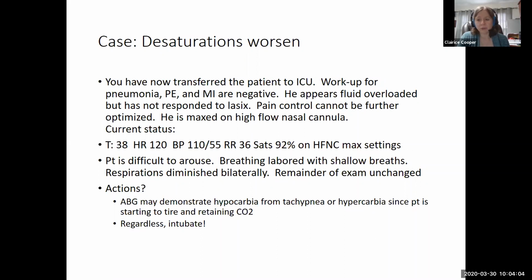Getting an ABG won't change the fact that this patient needs to be intubated. I don't care what the ABG shows. Maybe he's compensating and it's not so bad. Maybe he's already past that point and has quite a hypercarbia. It doesn't matter. You need to intubate this patient. However, the ABG is helpful because that may help you to determine your initial vent settings or further vent changes.